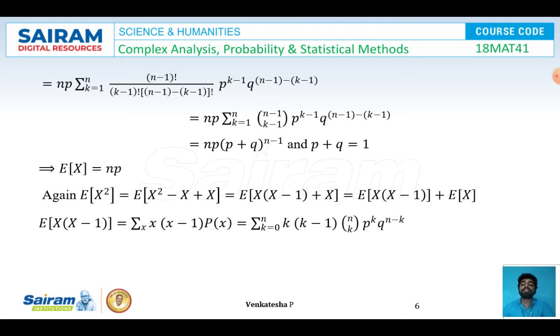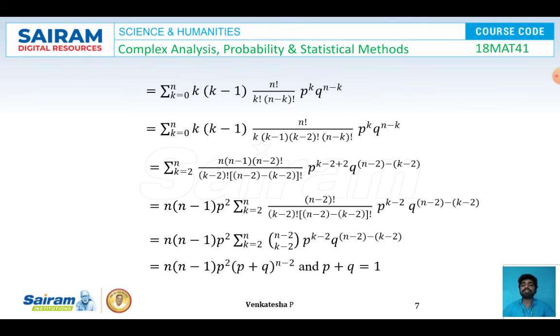So I'm going to replace the value of p of x as nck p power k q power n minus k, along with converting x in terms of k variable. So I got the expression summation k from 0 to n k into k minus 1 nck p power k q power n minus k. Now I'm going to expand nck again. So I got the expression like this, summation k from 0 to n k into k minus 1 into n factorial by k factorial n minus k factorial p power k whole into q power n minus k.